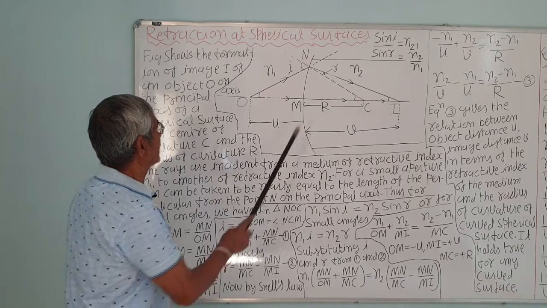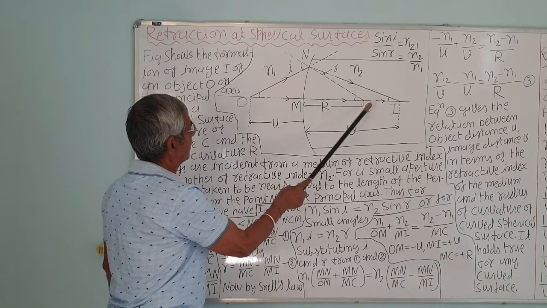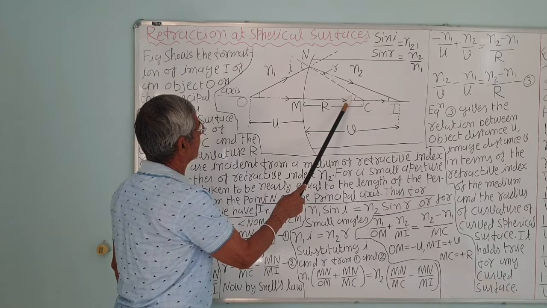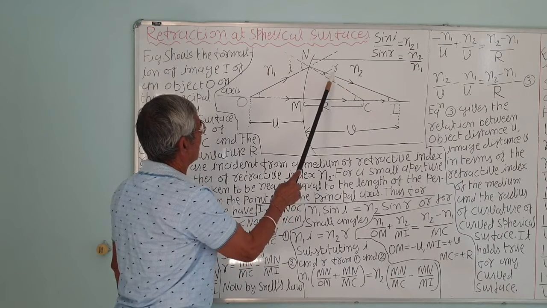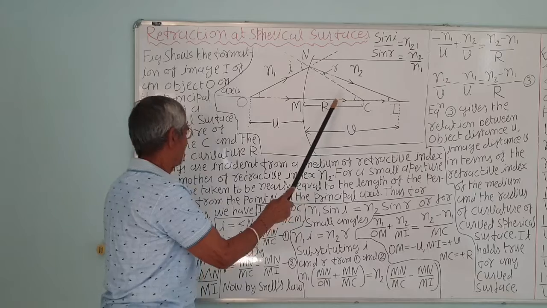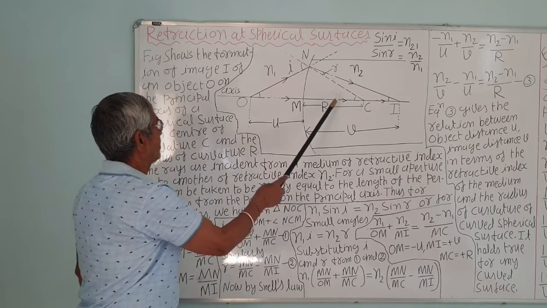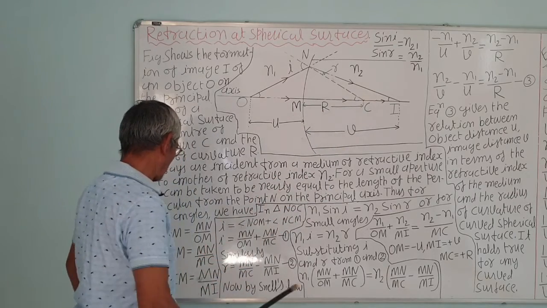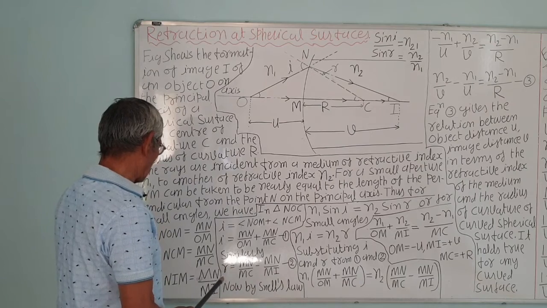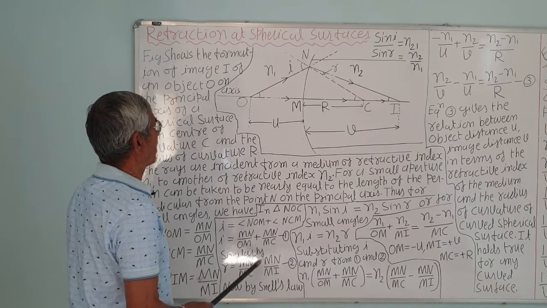Similarly, R is equal to this angle plus this angle, so this angle is equal to R minus this one. The exterior angle is equal to the sum of the interior two as before. So similarly, R is equal to MN upon MC.